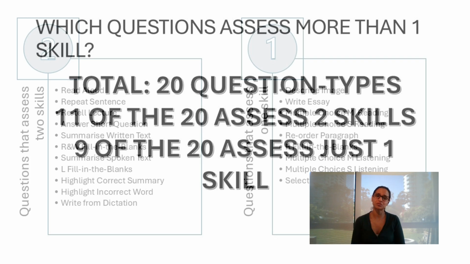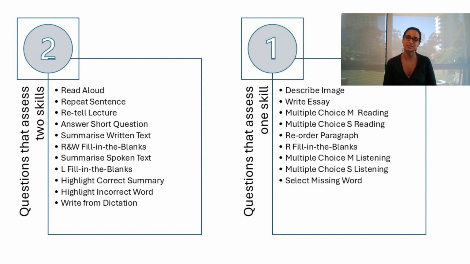The questions that assess two skills are read aloud, repeat sentence, retell lecture, answer short question, summarize written text, reading and writing fill in the blanks, summarize spoken text, listening fill in the blanks, highlight correct summary, highlight incorrect word, and write from dictation. The remaining 9 that assess just one skill are describe image, write essay, multiple choice, multiple answer reading, multiple choice single answer reading, reorder paragraph, reading fill in the blanks, multiple choice, multiple answer listening, multiple choice single answer listening, and select missing word.